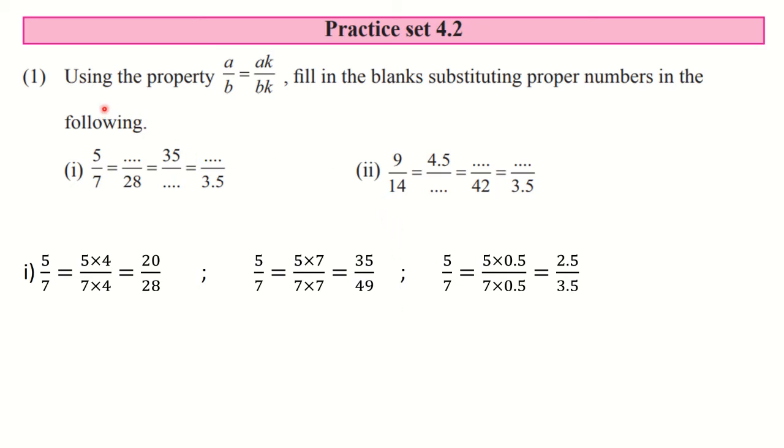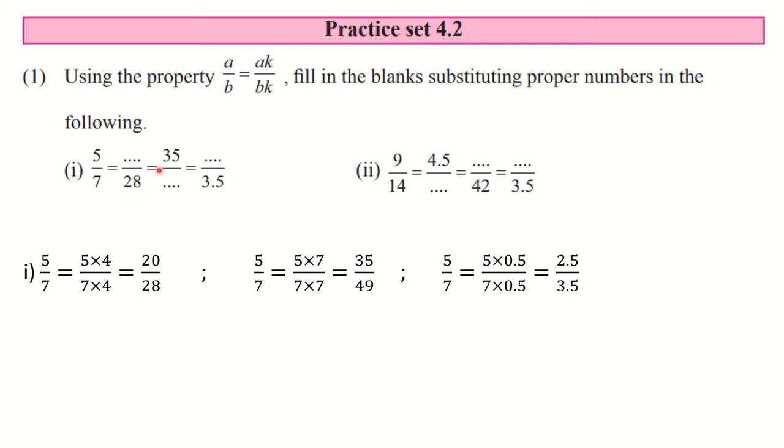Now here we have to use the property of the ratio: A upon B is equal to AK upon BK. That means we can multiply both the terms of the ratio by the same non-zero number, and we have to find the answers. So here you can see that four ratios are there. Out of that, the first ratio is given, and from the remaining three ratios, one number is missing. So for these three ratios, we are going to use this property separately. First number here: dash upon 28.